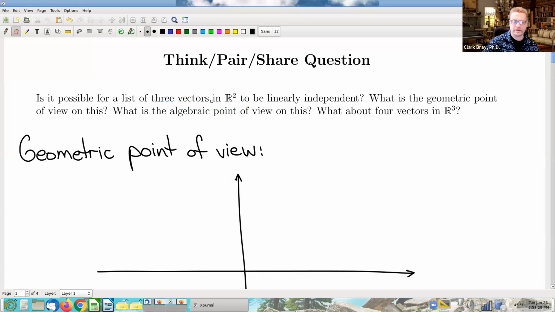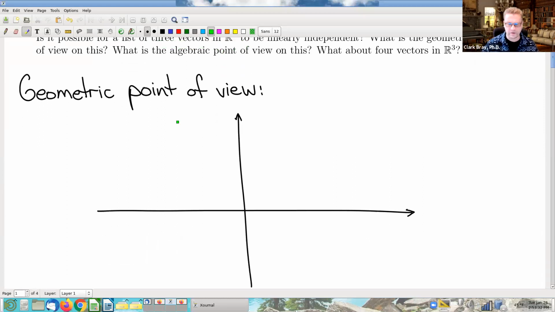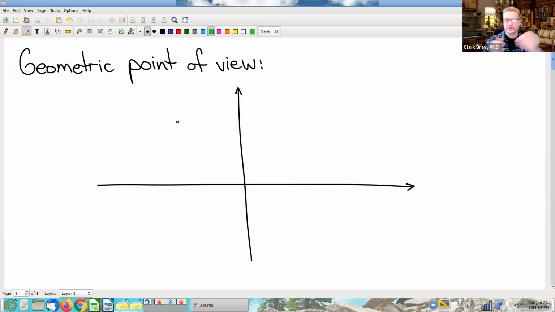Can they be independent? Well, we're going to start with the geometric point of view. I'm just going to draw some pictures and think it through. There's going to be a first vector. Just to get it out of the way, let's entertain the possibility: what if that first vector is the zero vector? Could the zero vector be part of a linearly independent list?